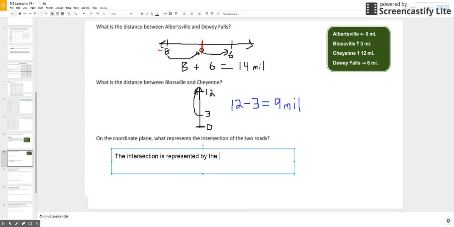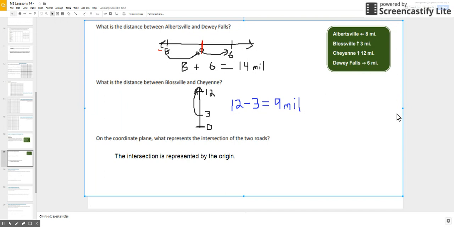All right, so that's an introduction to what we're going to be doing. And in the next one, we're going to start talking about how this really relates on a coordinate plane.